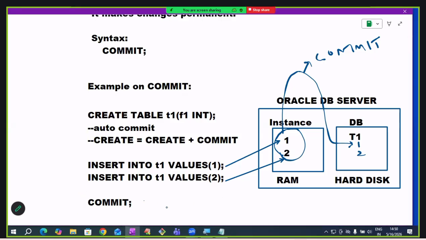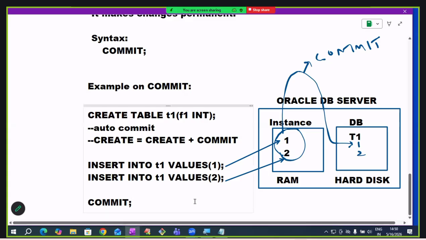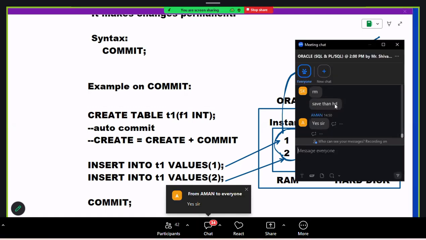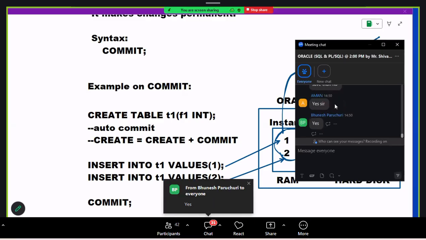That's it. So this is about commit. The commit topic is over. Is it clear about commit? Next command. Online students, I hope all of you understand this commit command. Okay, good.